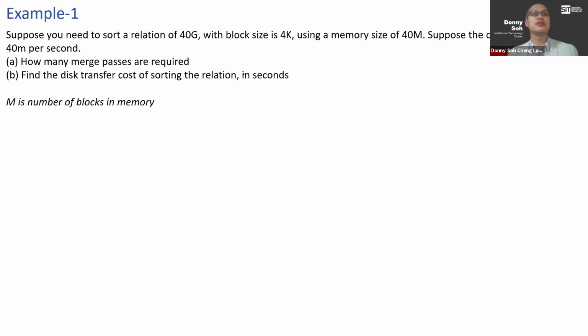So suppose you need to sort a relation of 40 gig, with a block size of 4K, and a memory size of 40 M. Suppose the disk transfer rate is 40 per second. The first question is how many merge passes are required?